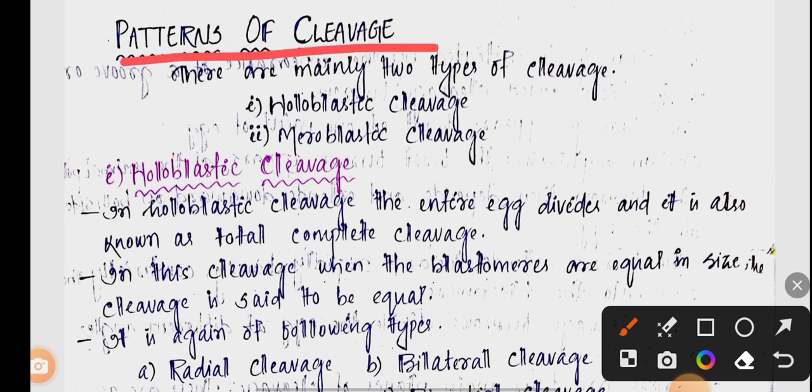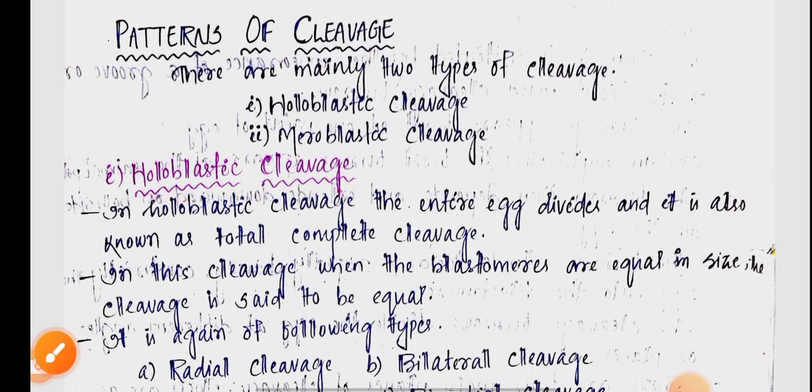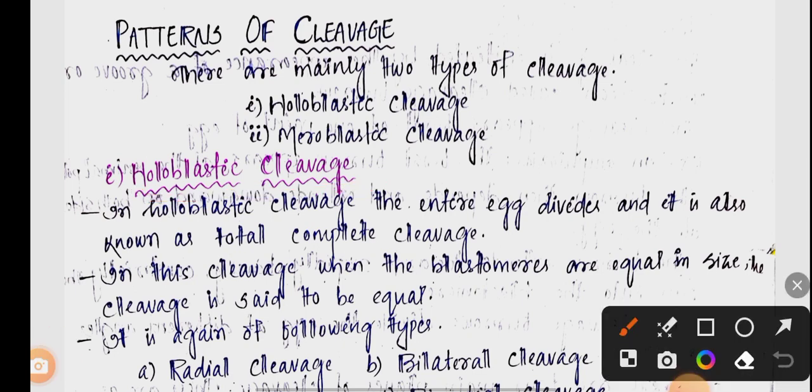Patterns of cleavage. There are mainly two types: holoblastic cleavage and meroblastic cleavage. So now let's discuss holoblastic cleavage. In holoblastic cleavage, the entire egg divides. It is also known as total or complete cleavage. Holoblastic cleavage is complete cleavage.